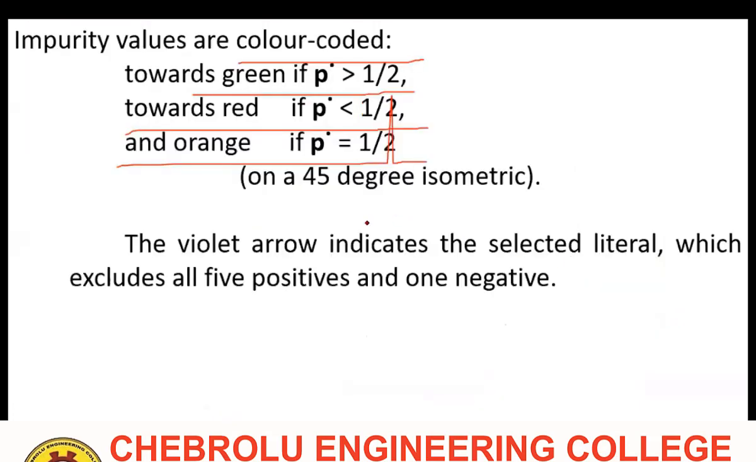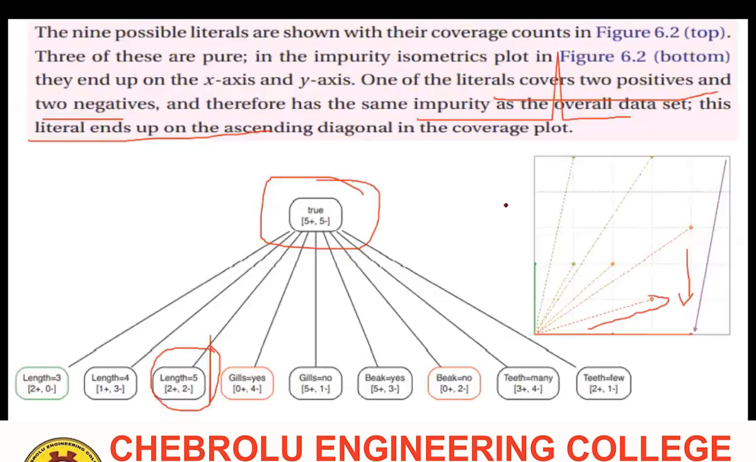This is how it is on a 45-degree isometric. This is how the degree is estimated. So 45 degrees is acceptable.